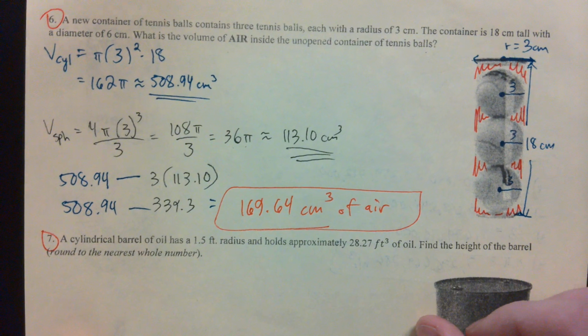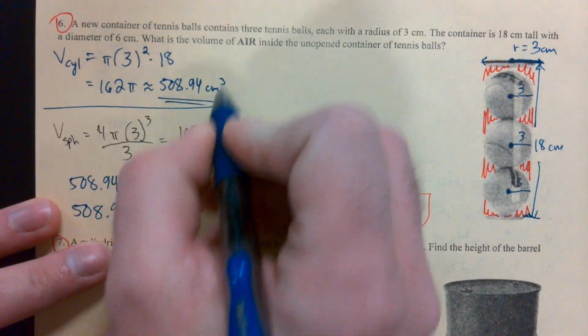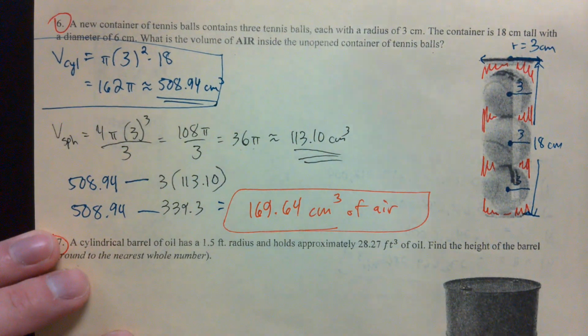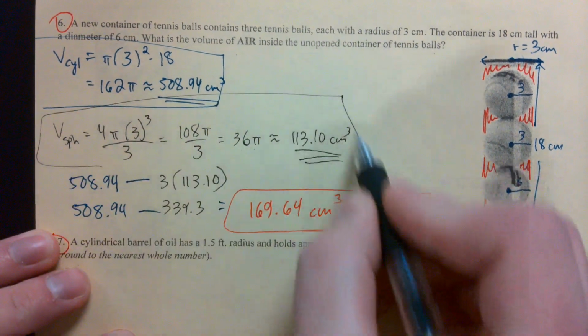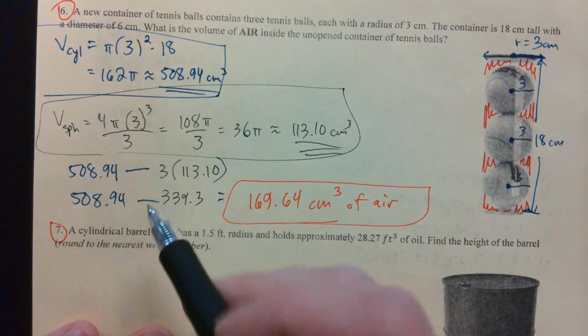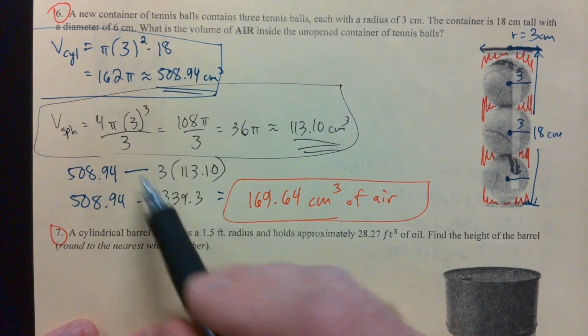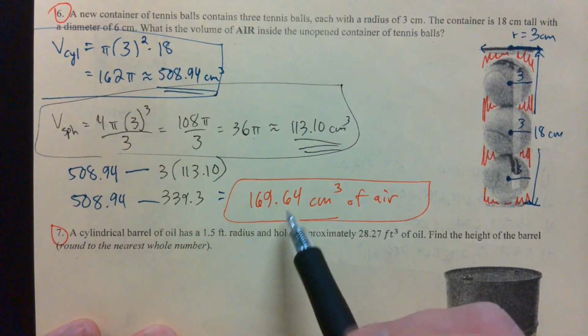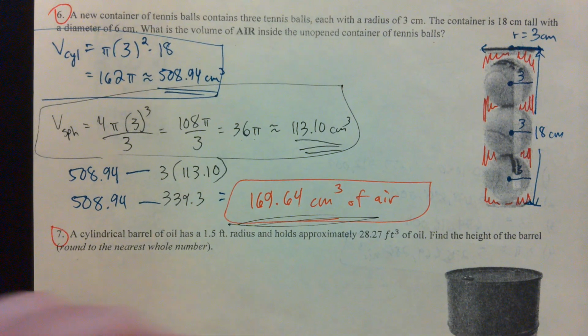Great question. So it's like a 3-parter. We have the volume of the cylinder. We had the volume of one single sphere. And then we did 3 times that. Then we did the cylinder minus all 3 of those spheres. Boom, boom, boom. And that gives me the remaining volume in that cylinder.